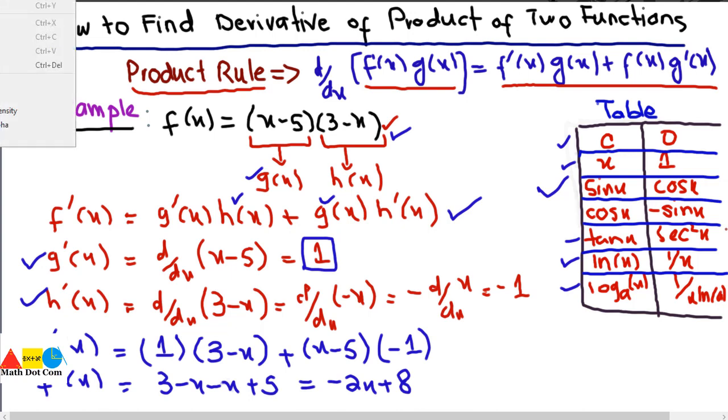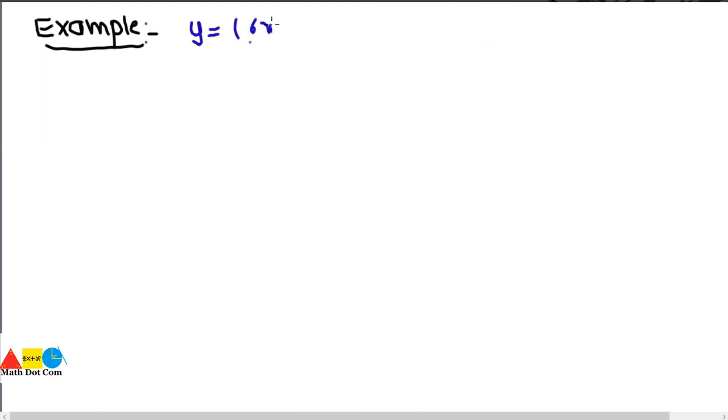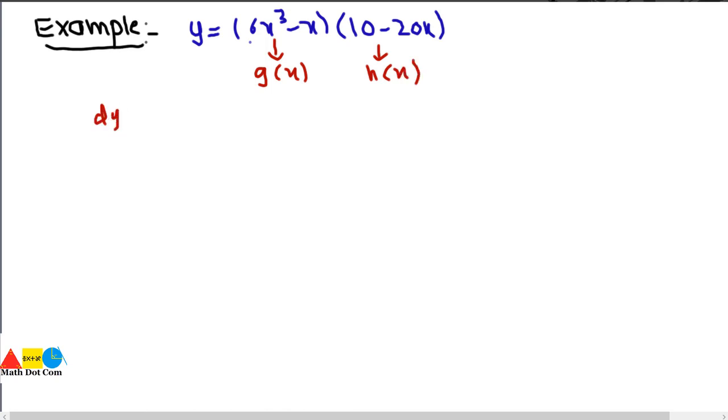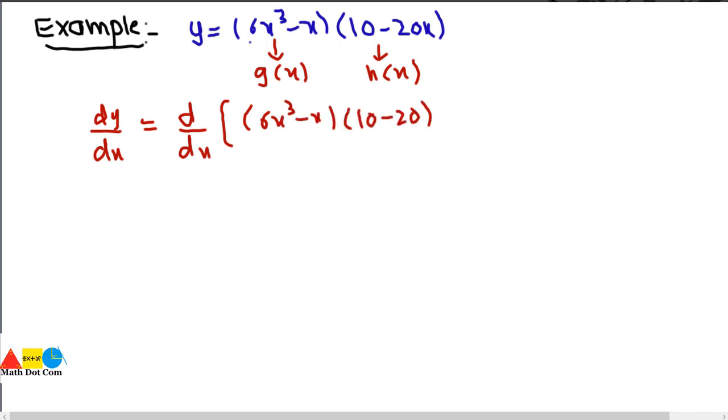Let's have one more example. y is equal to 6x cube minus x and 10 minus 20x. So here this will be g of x and this will be h of x. So let's apply the product formula here: dy by dx is equal to d by dx of this given function, that is 6x cube minus x into 10 minus 20x.